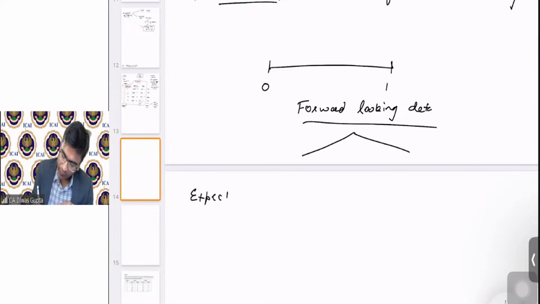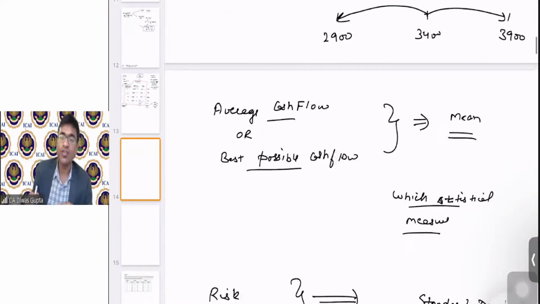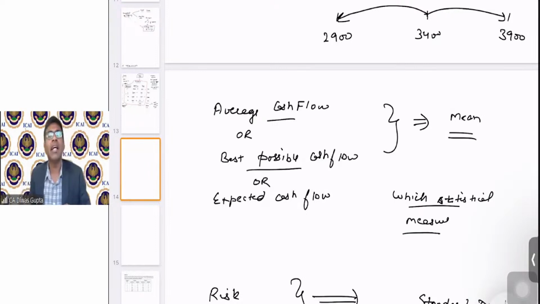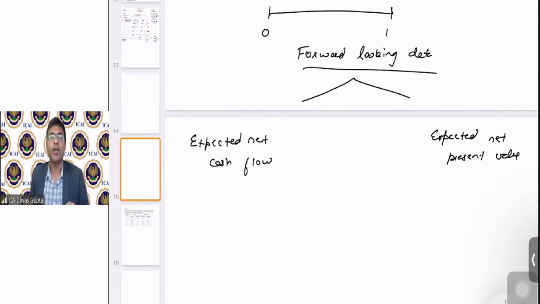One is expected net cash flow, expected net present value. So students, just don't get confused with the expected word also, because this can be denoted by expected cash flow also. So we call mean as expected cash flow also. We can call it average, expected, best possible cash flow, by whatever name called. Okay. So expected net cash flow will be what?